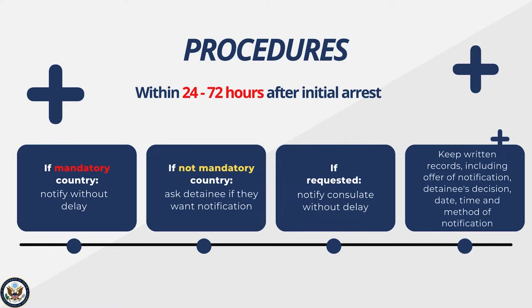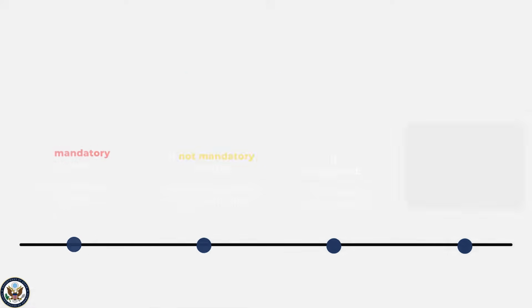If you notify in any other way than by fax or email, such as by telephone, make a note in the arrestee's file of the time, date, phone number you called, and the name of the person you spoke with.